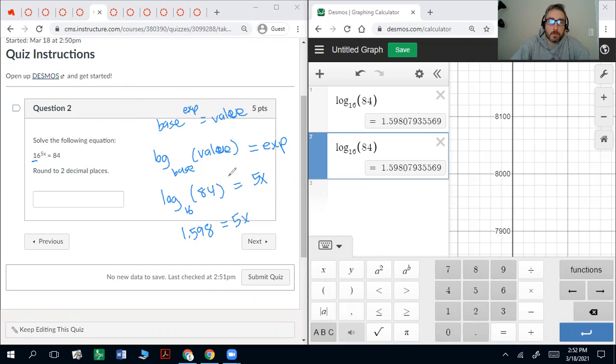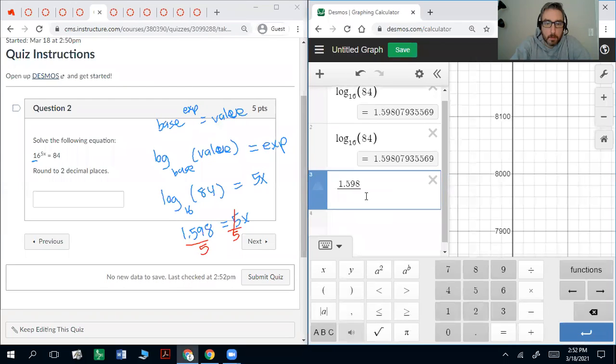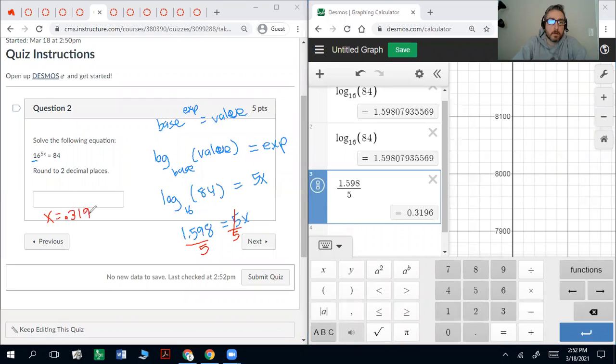That is equal to 5x. So if you divide both sides by 5, that's your x value. So that number divided by 5 is about 0.3196. So x is 0.3196. You can plug that back in to check that it works, or use a graph as an intersection to verify your answer. All right, that's question 2.